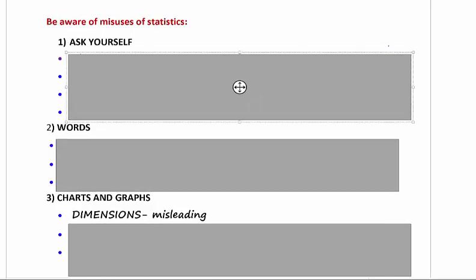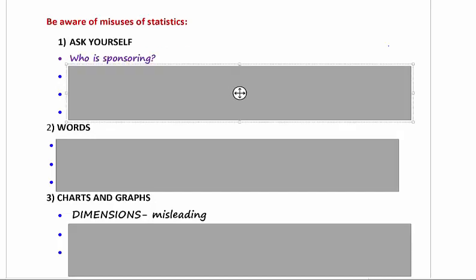So the first thing we're talking about is just some questions you should always ask yourself when you're looking at a study. The first one is probably the most important. Who is sponsoring this survey and sponsoring this study? I'm not saying that there isn't value in a company doing a statistical study about what they're producing. It's needed, but they're not usually going to tell you the bad data. They're only going to show you the positive data. So make sure you're clear on who is doing that.